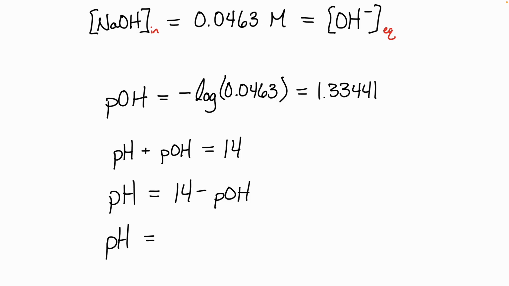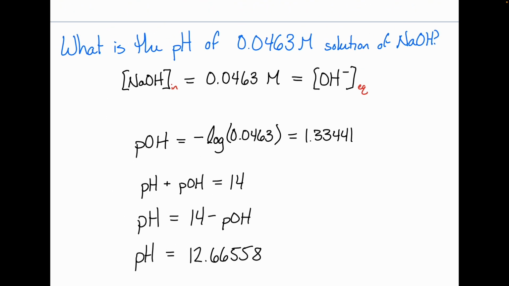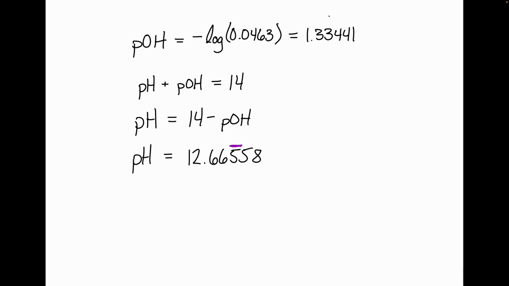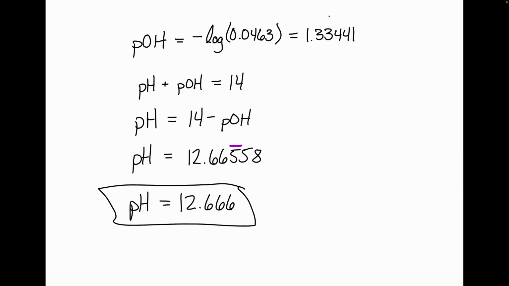All right. And I get 12.665580. That's cool. All right, and then lastly, because I want to make sure I get full credit on my exam question, what am I going to do as my last step? Sig figs, all right? And again, my 3 sig figs in that concentration corresponds to 3 decimal places in this log space here. So my final answer, 12.666. Lucky number.